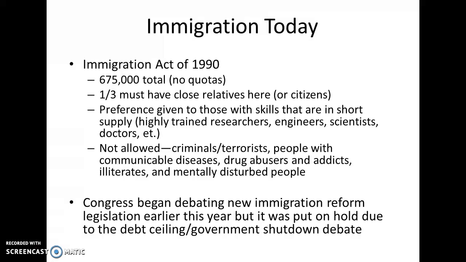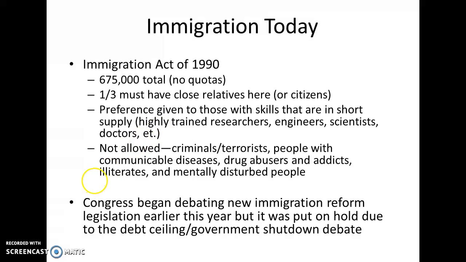If you've ever noticed, there are a lot of top researchers and doctors that are now from India or Pakistan or some places like that. That's because we don't have a ton of Americans going into those fields. So we welcome those immigrants, and they get on a fast track to getting their green card to be over here working.